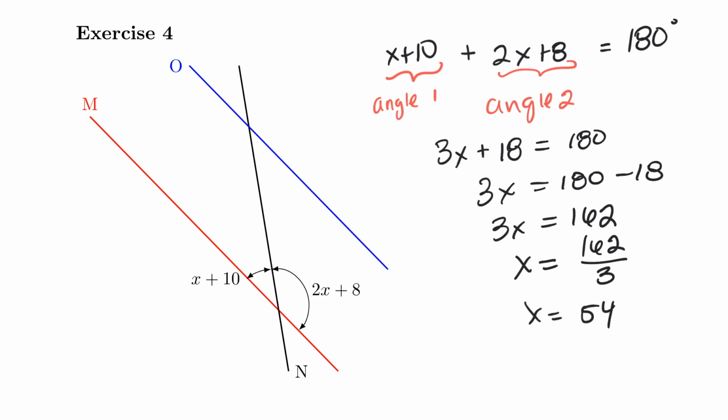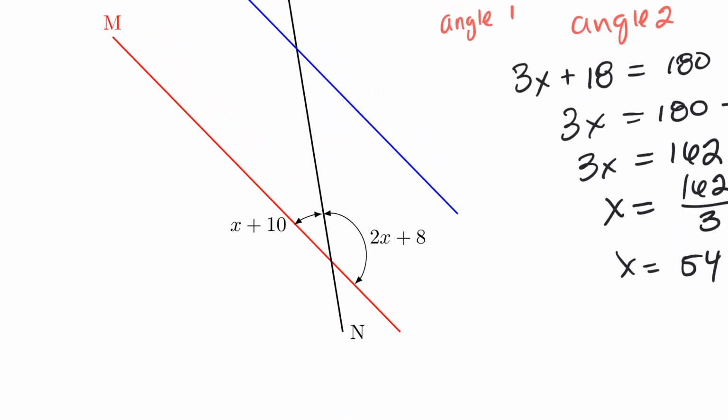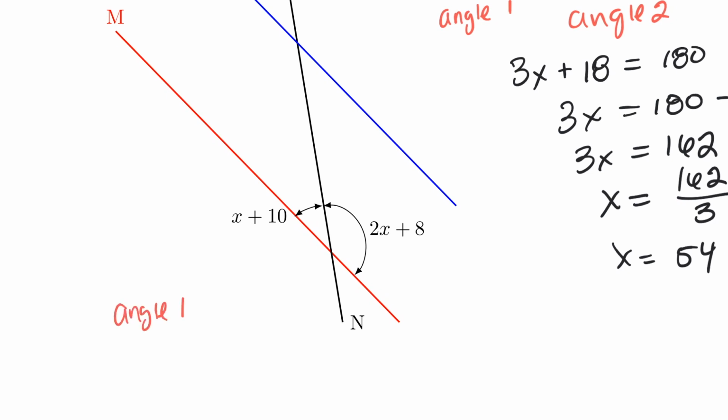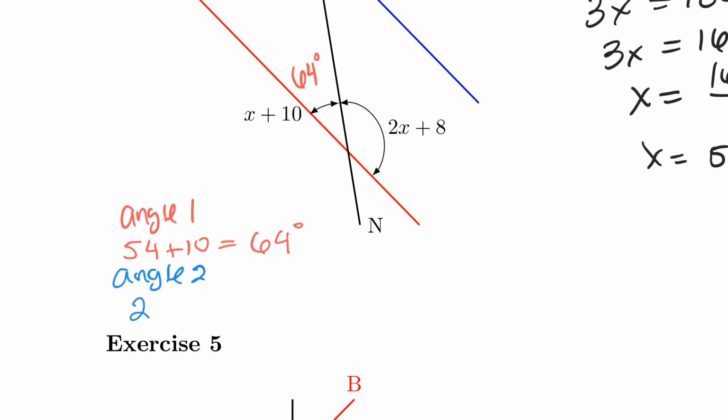Okay, but we are asked also to solve for the missing angles. So if we already know the value of x, we can calculate the value of the missing angles. Angle 1, which will be this one right here, is equal to x plus 10, but we already know the value of x, right? So it will be 54 plus 10, which is equal to 64 degrees. So this angle over here will be 64 degrees. For angle 2, we have 2x, which will be 2 times 54 plus 8, which is equal to 116 degrees, which means that this angle right here is 116 degrees.